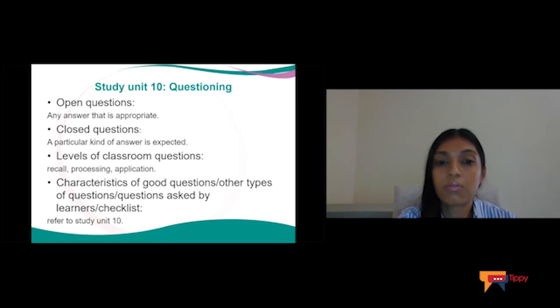Study Unit 10 provides you with examples of how to craft different levels of classroom questions. You would also find information regarding the characteristics of good questions, other types of questions you could pose, as well as questions that learners could ask you. Finally, the study unit provides you with a checklist in which you can check whether the questions you have crafted are suitable and cover the different characteristics. I therefore encourage you to visit Study Unit 10.